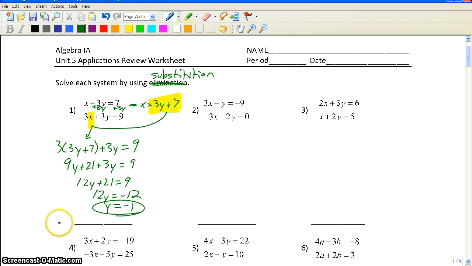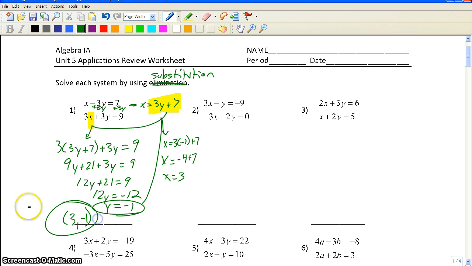Now that's not your final answer, folks. We're going to take that and put it back into the simplified problem from step 1, and evaluate. So negative 1 times 3 is negative 3, plus 7... x is going to be 4. So we get our solution 3, negative 1. That's our solution for that one. Let's move on to number 3.